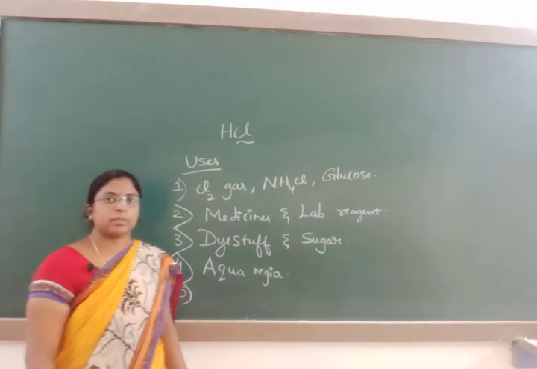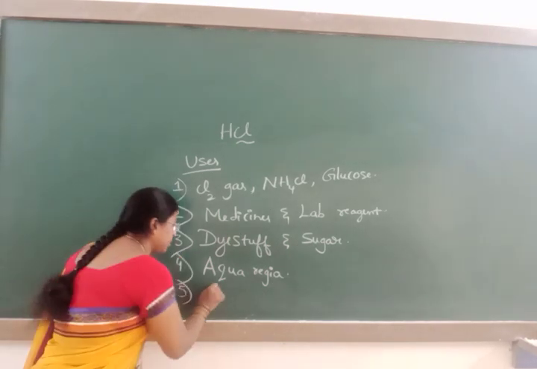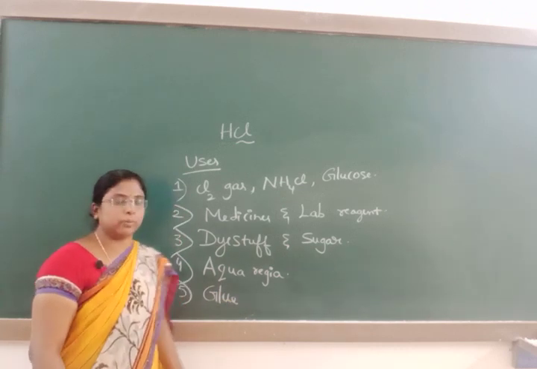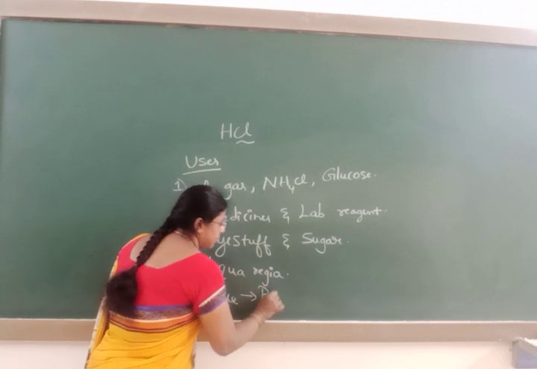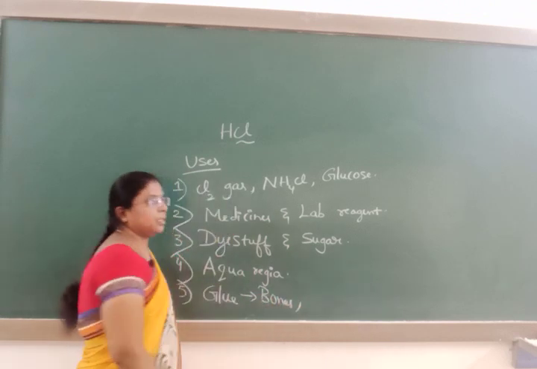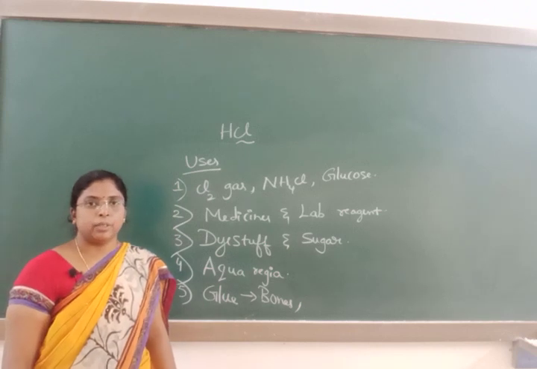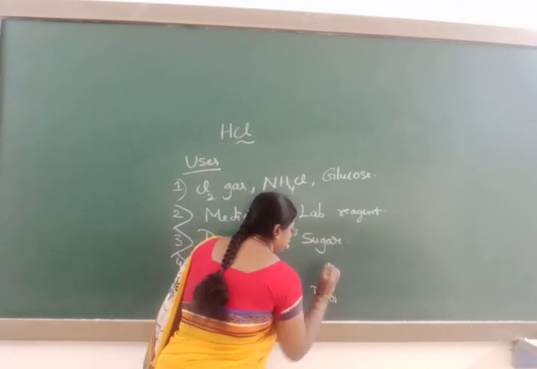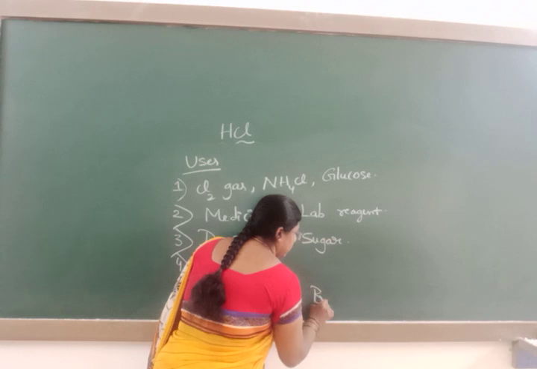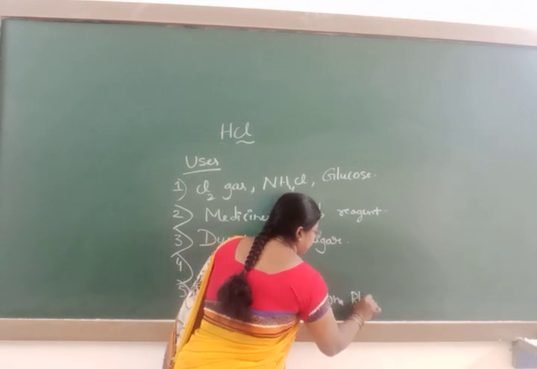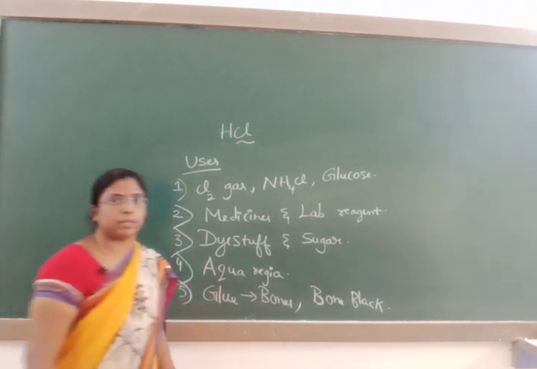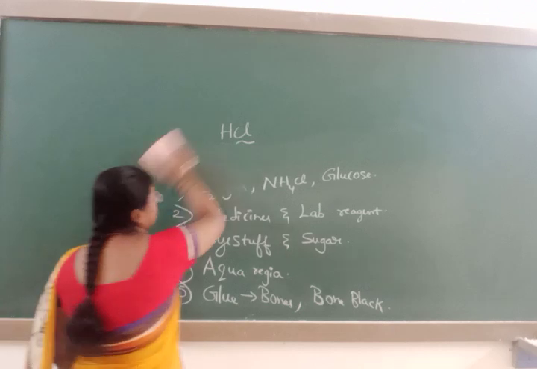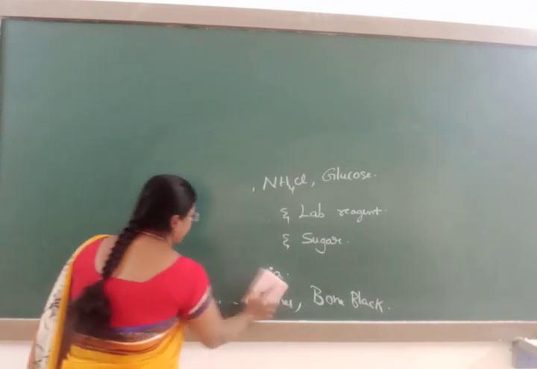HCl is used in the preparation of glue. Glue is nothing but a gummy substance. This glue is extracted from bones. And this HCl is also used in the purification of bone black. It is used in purification of bone black. These are the uses of HCl. After the uses of HCl, next comes oxo acids of halogens.